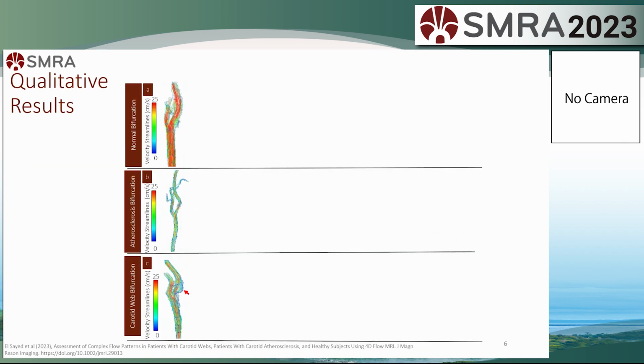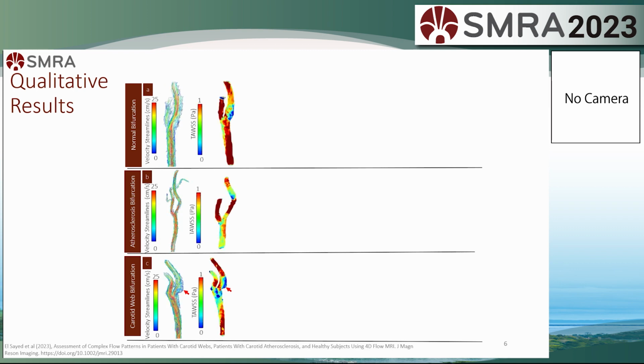Here I'm showing a little bit of qualitative results. The top row is the normal subjects, and we can see that even in a normal subject with 4D flow, we do have some complex blood flow. This is an athero case, and a carotid web case at the bottom. Here I have the wall shear stress maps for all of them, and we can see that in patients with carotid web there is a lower time average wall shear stress right at that bulbar segment, where that region of interest is.